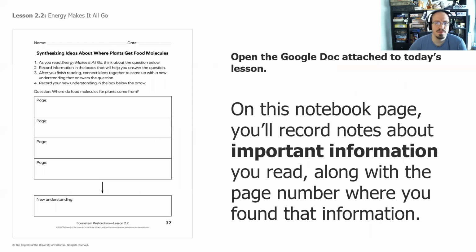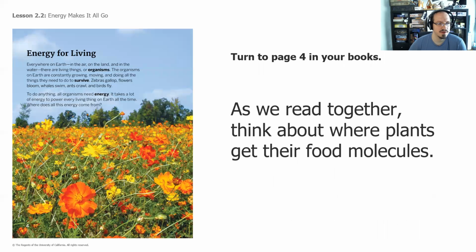So we're going to go ahead and open up the Google Doc that's attached to today's lessons, where we're going to be doing most of the work for the rest of the lesson. On this first page, you're going to record notes about important information you read, along with the page number where you found the information. After that, you'll connect those ideas to come to some kind of new understanding. At this point, we can turn to page 4 in the book, or you can just follow along with me on screen.